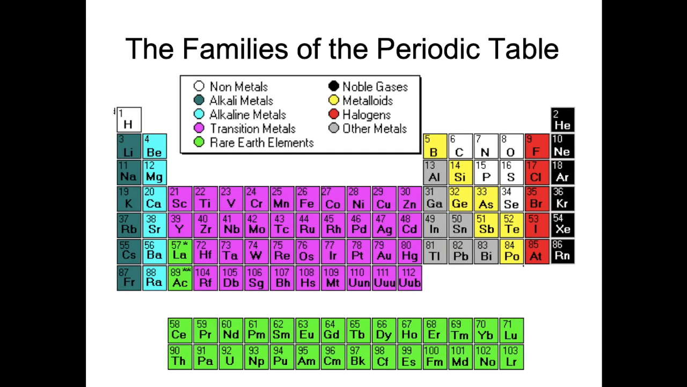And those are the main families or groups of the periodic table. Again, make sure you color code your periodic table to represent the main groups that we have listed here if you haven't done so already.